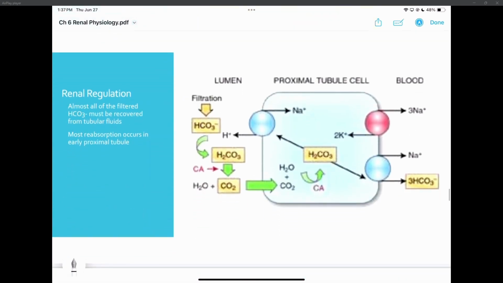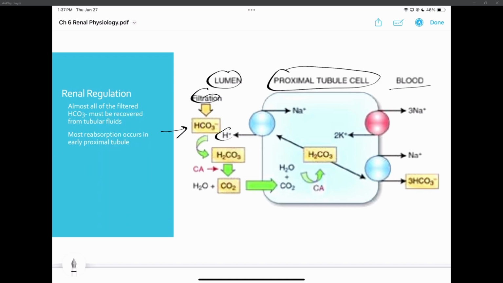So renal regulation. Here is the lumen. That's where the urine is being formed. That's the ultrafiltrate going through the entire nephron. We have our proximal tubule cell. This is the wall, and then therefore you have your blood. Here's all the filtrate that comes in. We have bicarb, we know, being dumped into the urine. It's a normal process. It's a normal ion. It gets dumped in there.